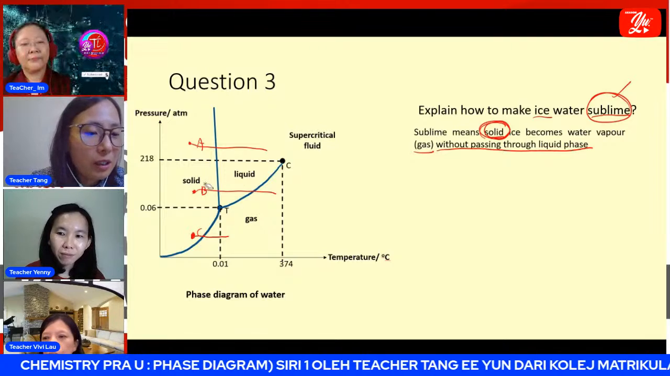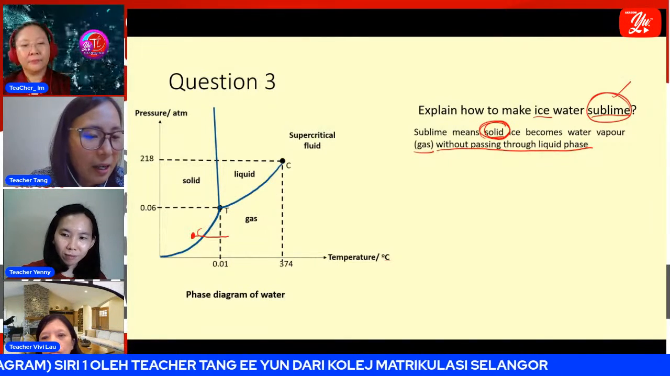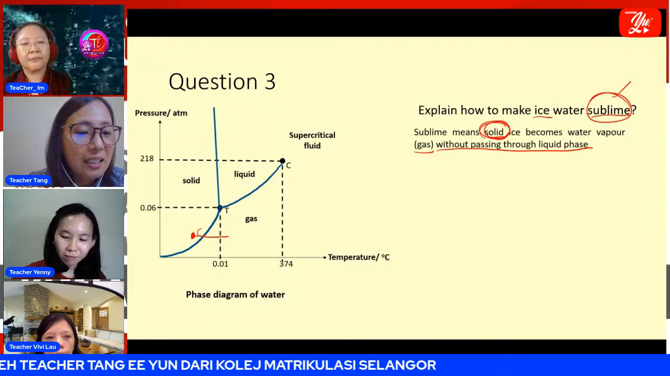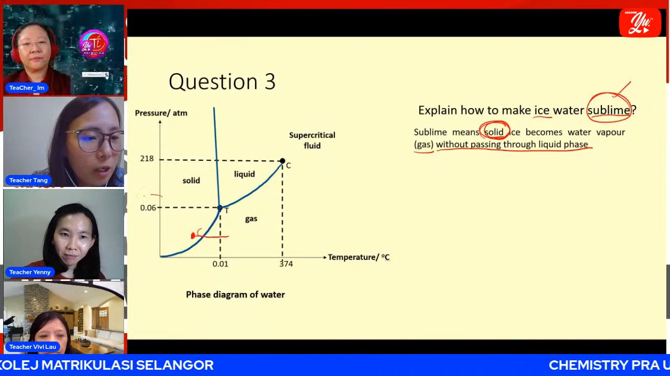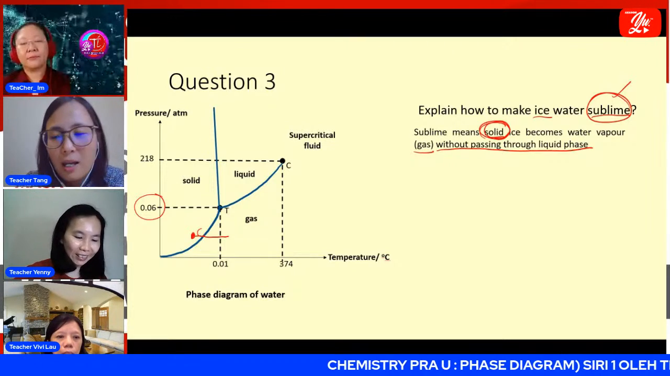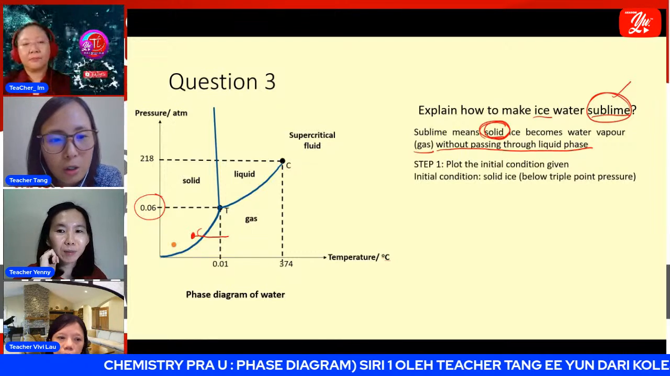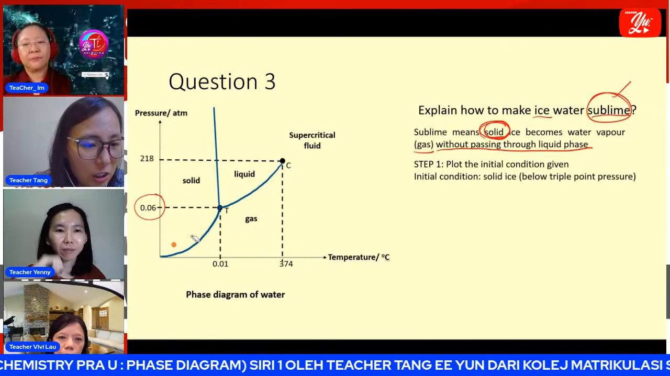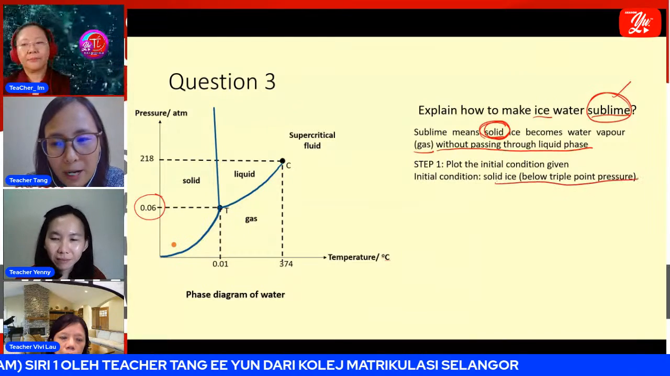So very good. The initial condition should be C. And this C, can you see that it is below triple point pressure? So you must mention that in your answer. So you need to plot your initial condition, below triple point pressure.